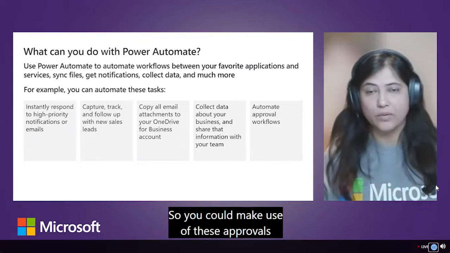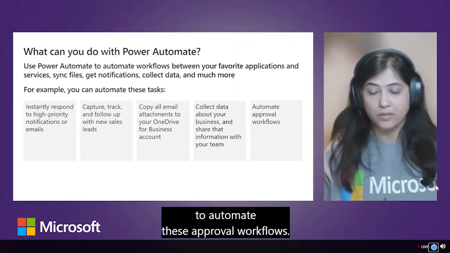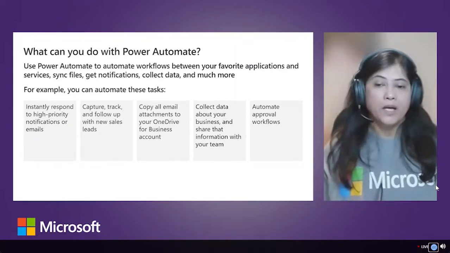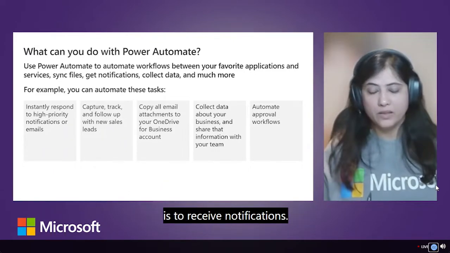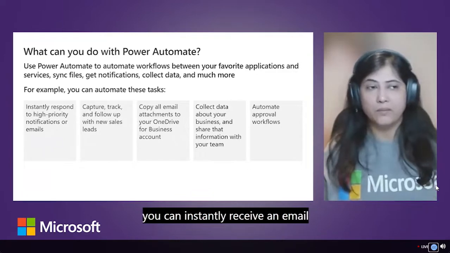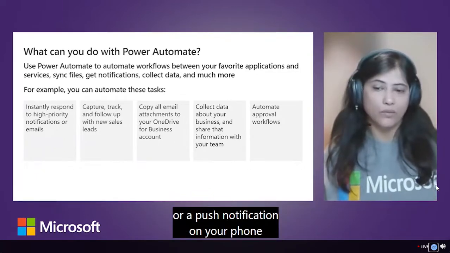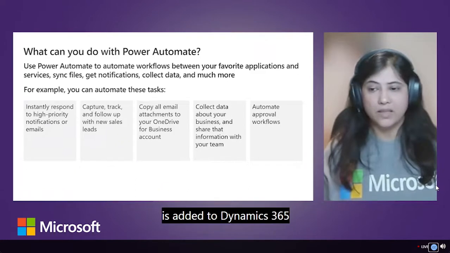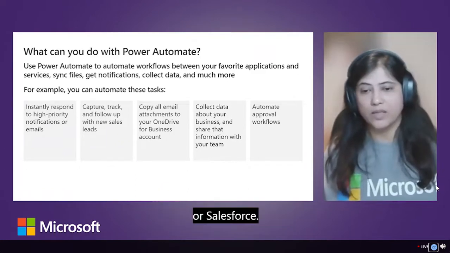So you could make use of these approvals to automate these approval workflows. A common use of Power Automate is to receive notifications. For example, you can instantly receive an email or a push notification on your phone whenever a sales lead is added to Dynamics 365 or Salesforce.